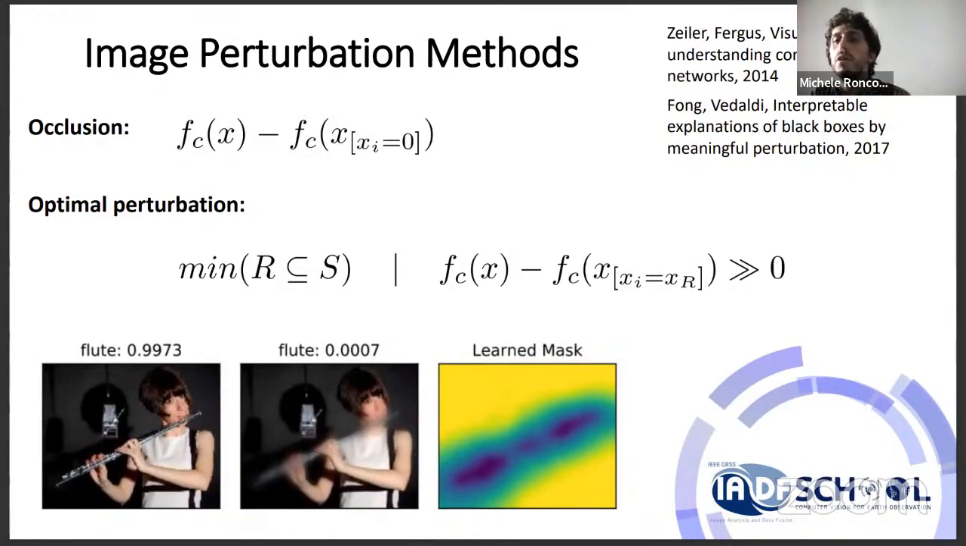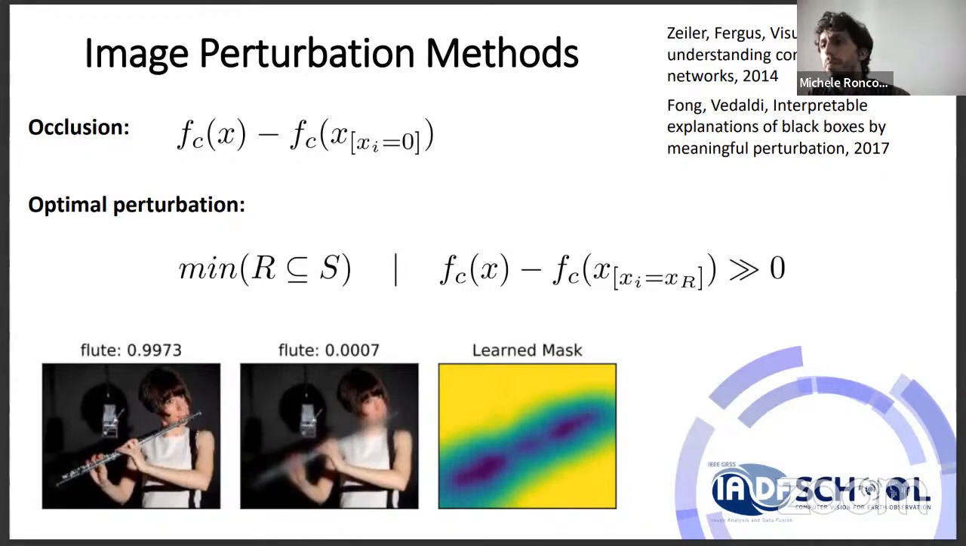And in this case, at the bottom, you can see it for the classification of a flute. On the original image, the model has a score of 0.99, so it's very sure that there is a flute there. Then what you can see is the image obtained with this optimal perturbation method, where the part which is perturbed is indeed, as you would expect, the part which contains the flute. So you have this learned mask where the important part of the image is underlined in blue colors.